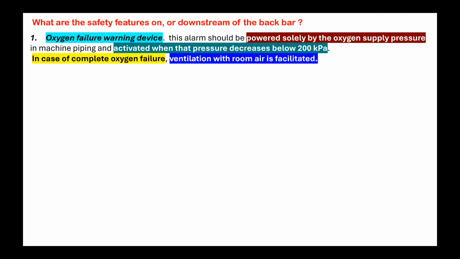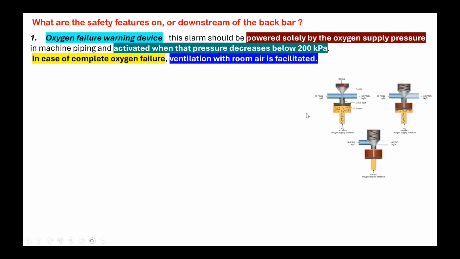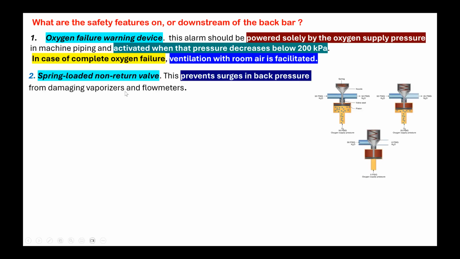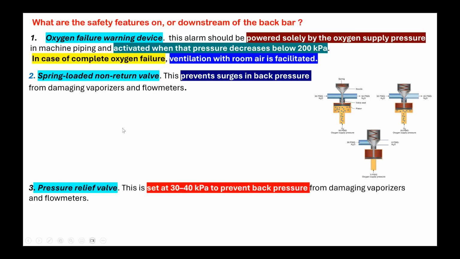Can you just name anything else? Anything about the vaporizers, the modern machine? So the vaporizer interlock system. Interlocking system, and this is how the proper mounting pressure mechanism works. And there is a spring-loaded non-return valve that prevents surges back of the pressure, damaging the vaporizer and flow meter. This is downstream after the vaporizer. Okay? So this is the spring-loaded non-return valve.